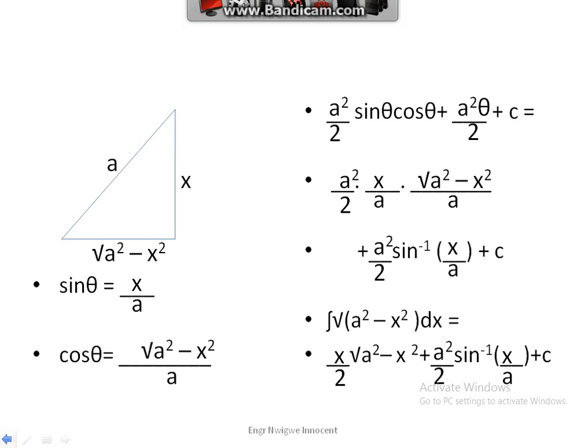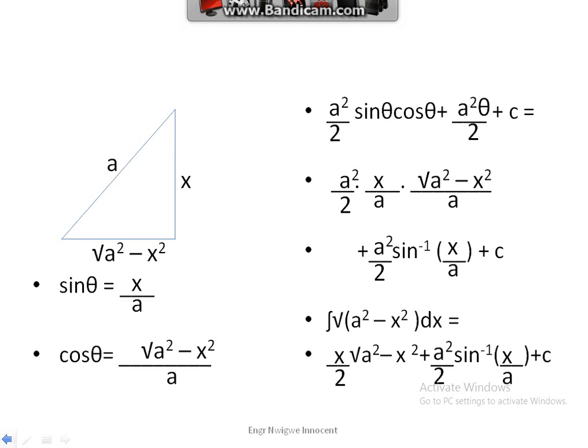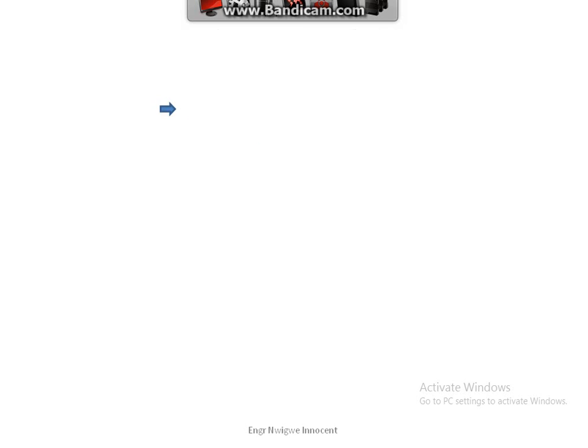In bracket a squared minus s squared plus a squared over 2 sine inverse of s over a plus c. Question 16. Evaluate the integral 1 over square root of a squared minus x squared ds.